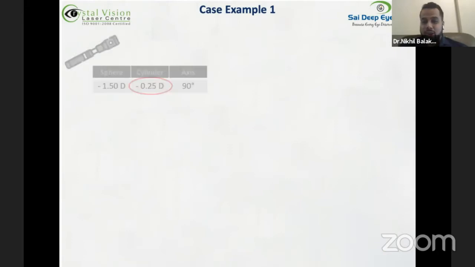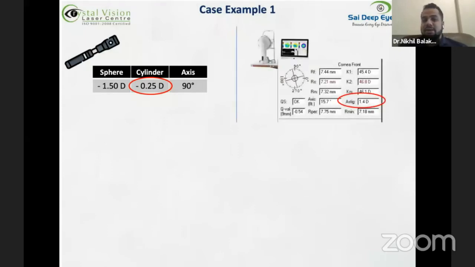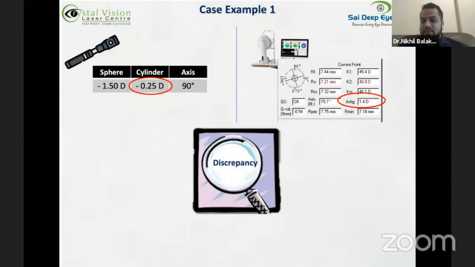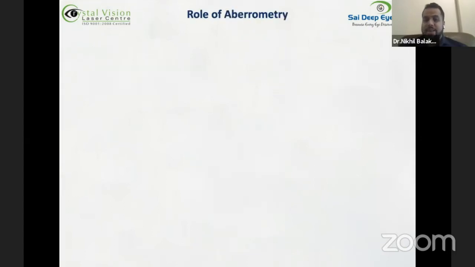in which we can decide whether we should go ahead with a toric IOL or not. The first example here is of a patient who accepts only a 0.25 cylinder. When we did his Pentacam on the topography, the astigmatism shows 1.4 diopters. Now, what we fail to understand is why is there a discrepancy? And if there is a discrepancy, should we be putting a toric IOL or just a simple plain monofocal IOL?